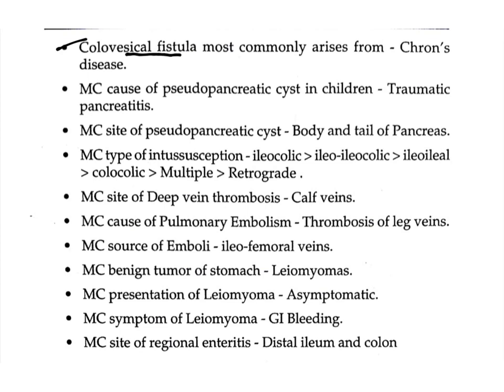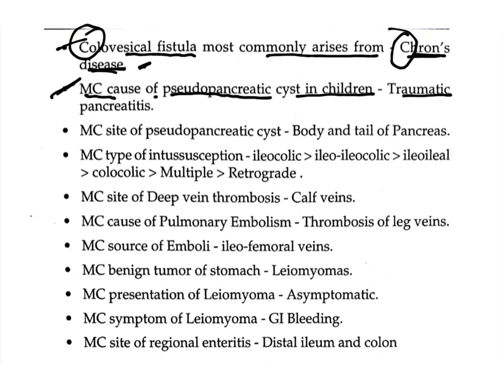Now, the colovesical fistula most commonly arises from Crohn's disease. Colovesical, C for Crohn's and C for colovesical fistula. Now, the most common cause of pseudopancreatic cyst in children is traumatic pancreatitis. The most common site of pseudopancreatic cyst is the body and the tail of the pancreas.